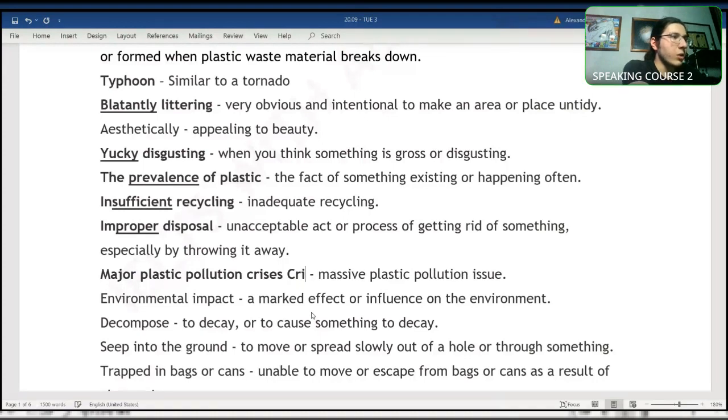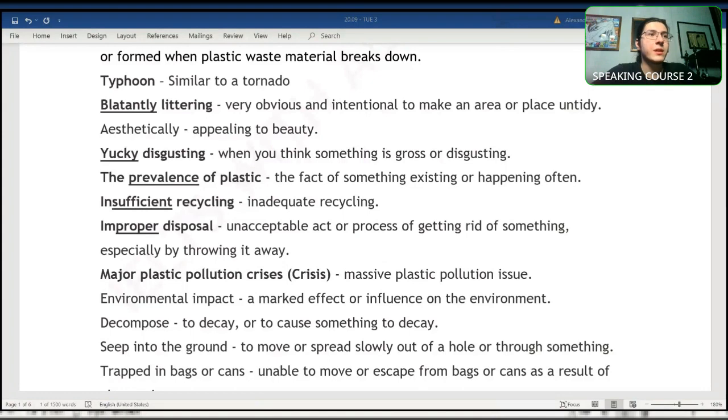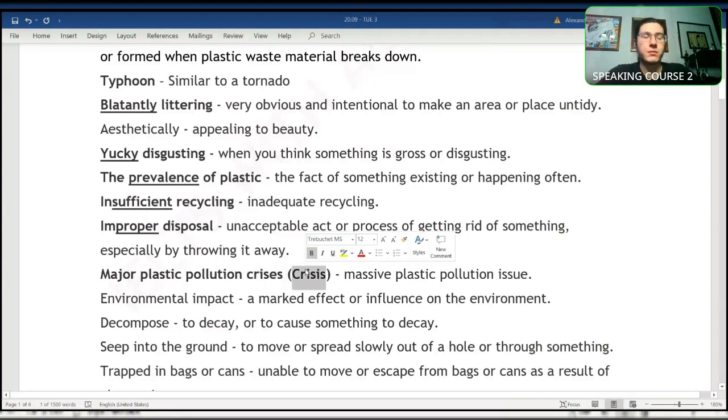Crisis. So crisis. This is the singular. Crisis. This is the plural. Crises. So basically, crisis means some kind of big problem, right?